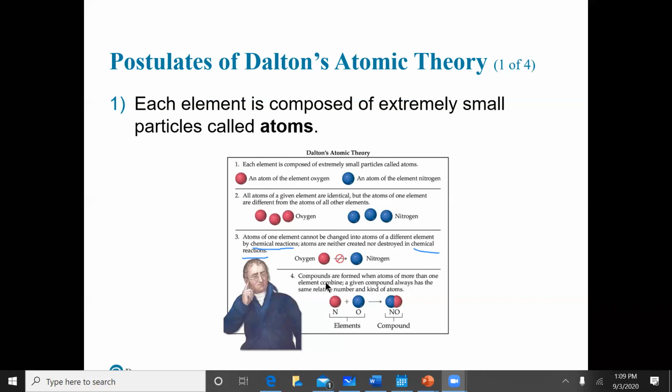And then number 4, compounds are formed when atoms of more than one element combine. A given compound always has the same relative number and kind of atoms. So we've got nitrogen and oxygen. These are elements. They're not bonded together, but then we somehow bring them together or bond them together, and we get nitrogen monoxide. This is the compound. In order to be nitrogen monoxide, you have to have 1 nitrogen and 1 oxygen. That is its recipe. We can think of a compound or its chemical formula as its built-in recipe to making it.